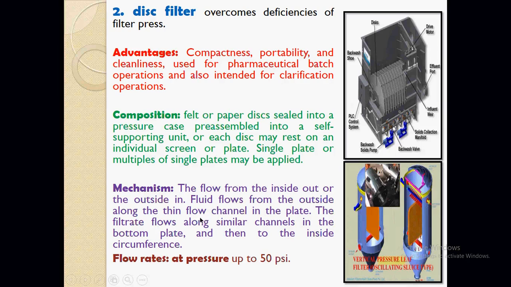Fluid flows from the outside along the thin flow channel in the plate. The filtrate flows along similar channels in the bottom plate and then to the inside circumference. The flow rate: this can work at a pressure of up to 50 psi. It tolerates higher pressure than the plate and frame.